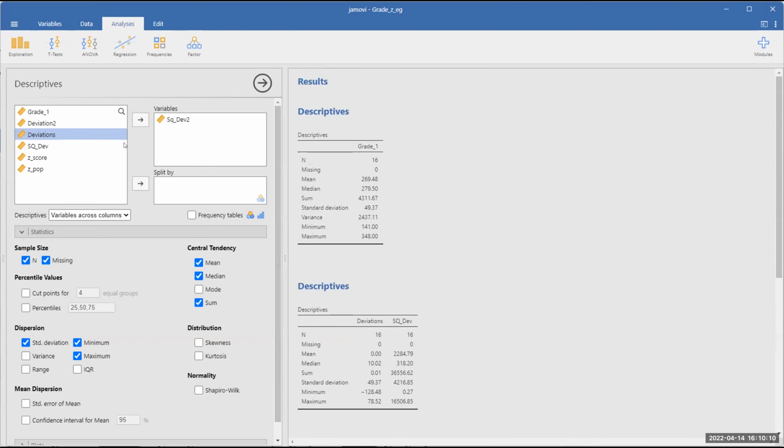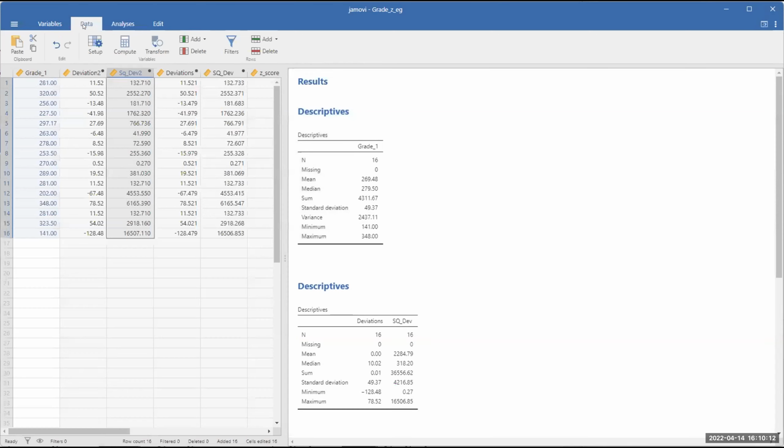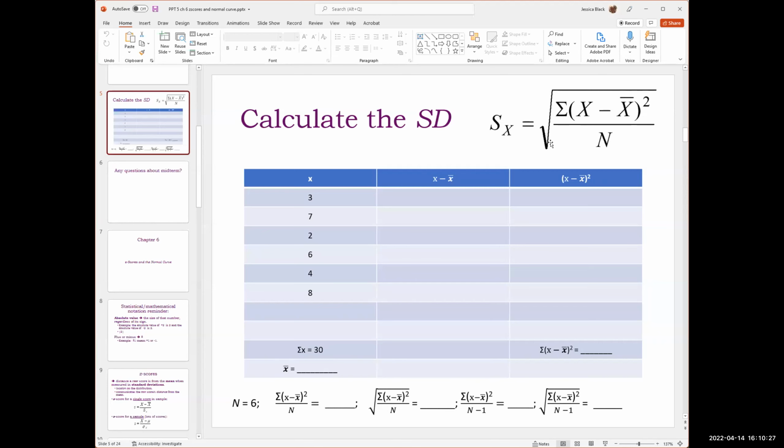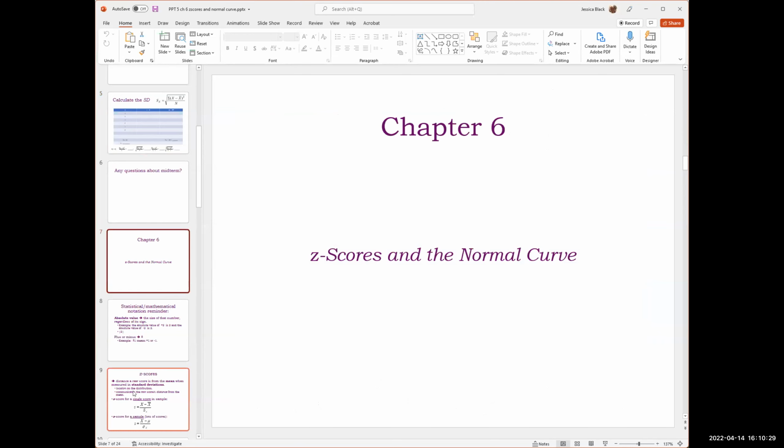Okay. Let's go back and let me do a new share for a second just to remind you guys. Again, this is in my, how come I can't see my PowerPoint? Oh, here we go. Okay. So this was just calculating the standard deviation, z-scores here.